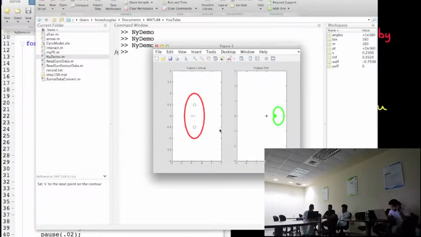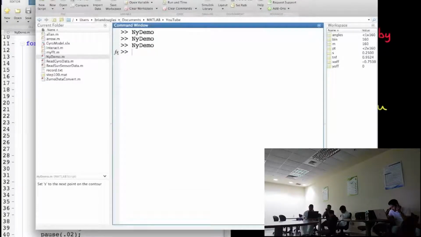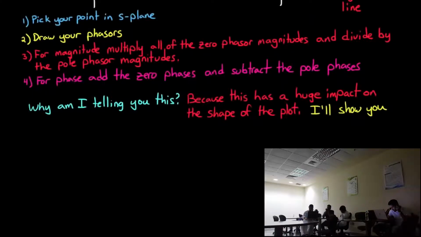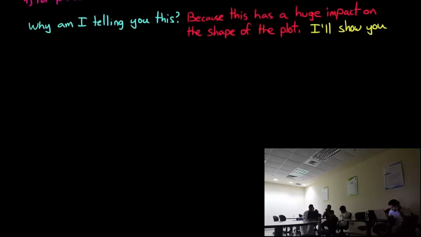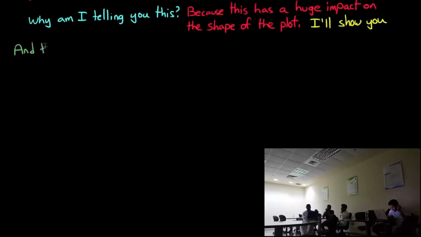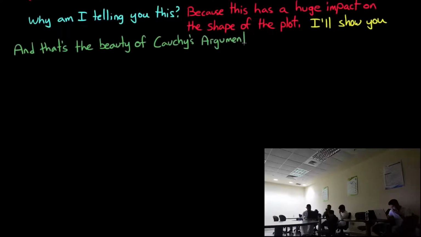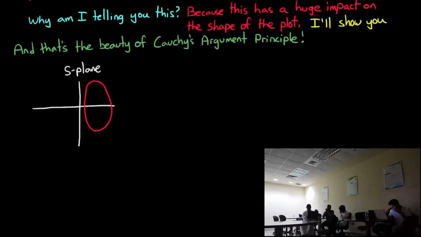Sure, the plot on the right, which is the green line, is still going to have a bunch of circles and squiggles in it, but it never encircles the origin, which is really important to note. And that is really all you need to know for Cauchy's argument principle, that you can tell the relative difference between the number of poles and zeros inside of a contour by how many times the plot circles the origin and in which direction.